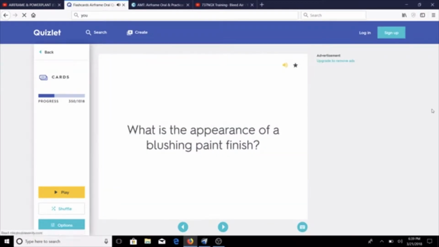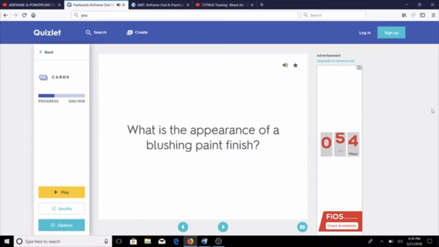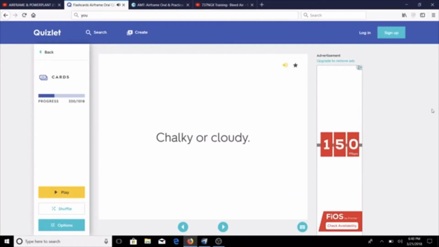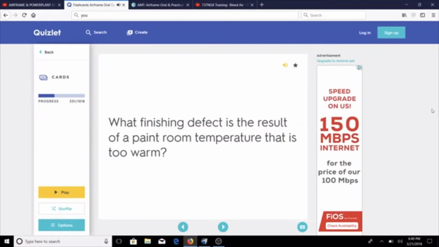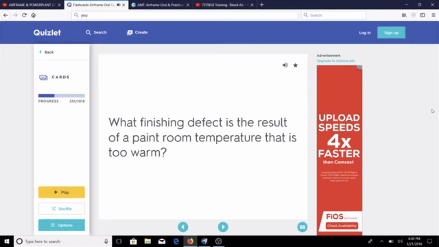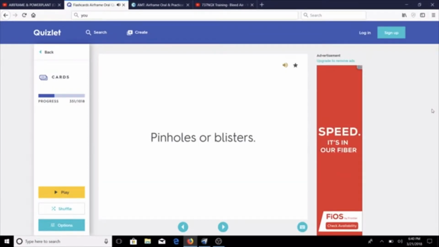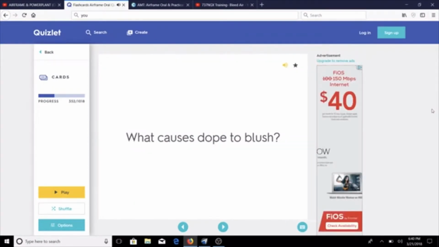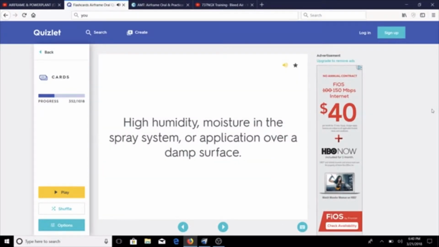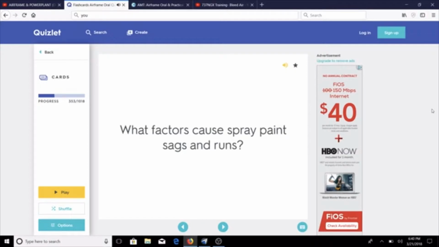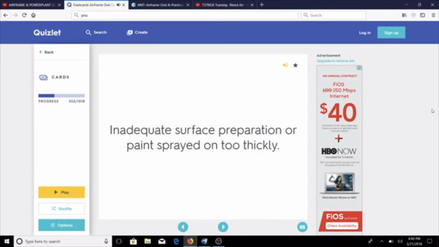What is the appearance of a blushing paint finish? Chalky or cloudy. What finishing defect is the result of a paint room temperature that is too warm? Pinholes or blisters. What causes dope to blush? High humidity, moisture in the spray system, or application over a damp surface. What factors cause spray paint sags and runs? Inadequate surface preparation or paint sprayed on too thickly.